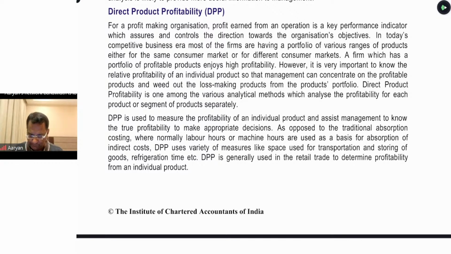So what is direct product profitability? The very first point: this concept is basically applicable for the retail sector. For example, I have already given you Best Price, Big Bazaar, Reliance Fresh, or D-Mart as the best examples for this particular type of concept, direct product profitability. Please give the heading in your copy, beta. Direct product profitability.